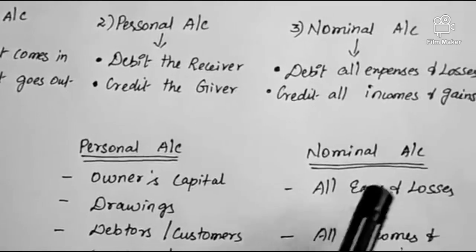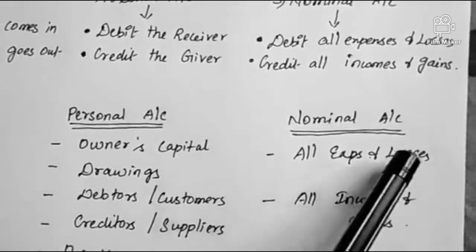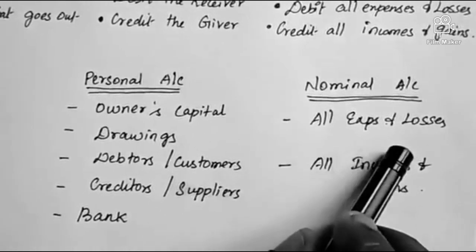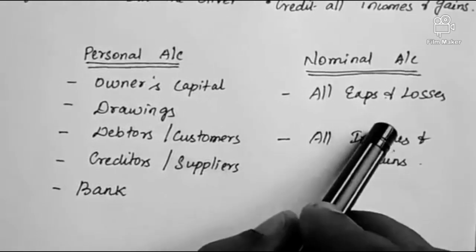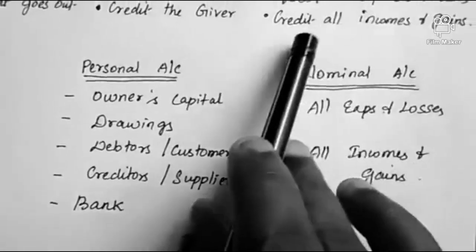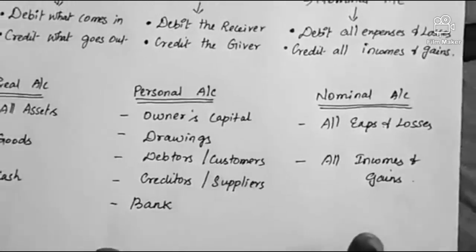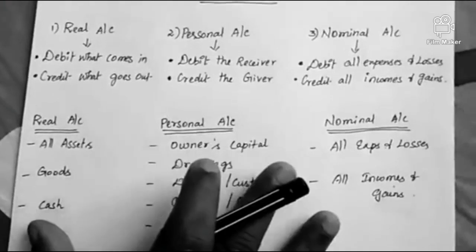If it is an expense, debit the transaction. If it is an income, credit the transaction. So according to the nominal account rule, you can easily identify whether a particular transaction is a debit or credit. In order to make a journal entry, you need to have thorough knowledge of the three golden rules.